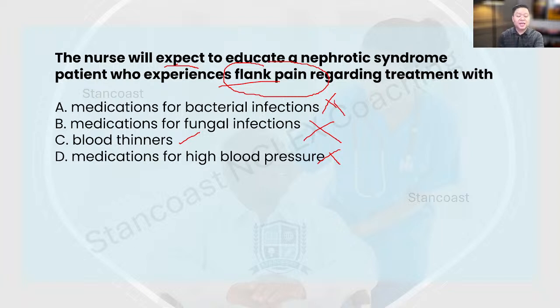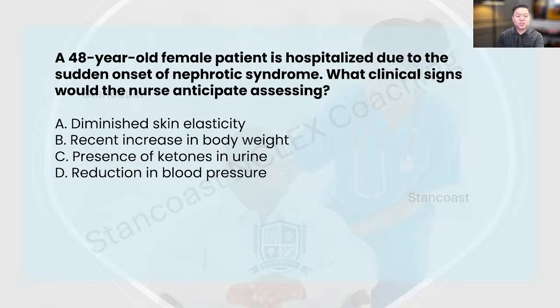All right. Now, let's move on into the next question here. It says a 48-year-old female patient is hospitalized due to the sudden onset of nephrotic syndrome. What clinical signs would the nurse anticipate assessing? So we have an adult female patient with a sudden onset of nephrotic syndrome. So what clinical signs would the nurse anticipate assessing?